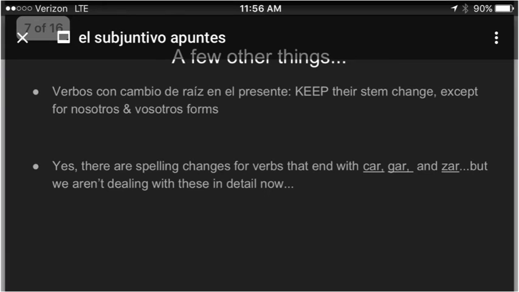And yes, there are other things that you have to know. First off, with verbos con cambio de raíz en el presente, they keep their stem change, with the exception of the nosotros and vosotros forms. Therefore, they still look like that nice boot that you've gotten used to seeing when you've used the present tense. Another thing to be aware of is, yes, there are some spelling changes for verbs that end with car, gar, and zar, but we're not going to be worrying about that right now.